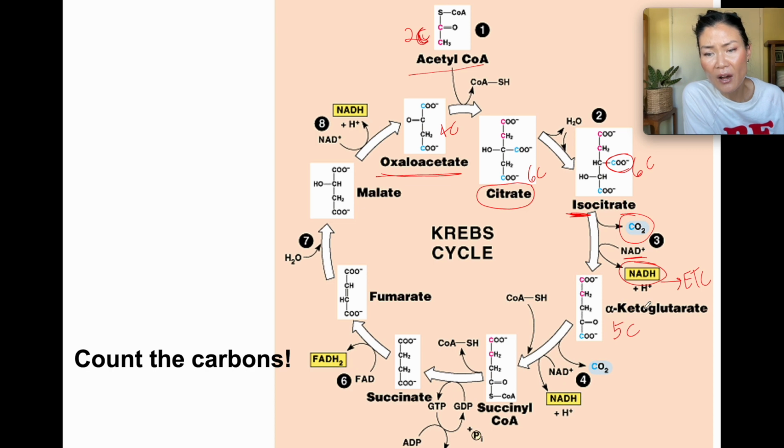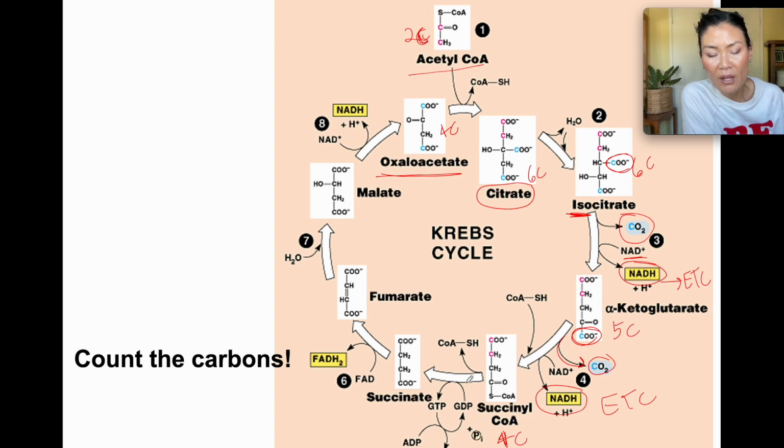And now you end up with a 5-carbon molecule called alpha-ketoglutarate. Alpha-ketoglutarate is also going to be oxidized, meaning it's going to lose electrons, and it's also going to lose a CO2. See that CO2? That CO2 that you're breathing out right now comes from these 2 steps in the Krebs cycle. And then NAD is going to take electrons to the electron transport chain. You end up with a 4-carbon compound called succinyl-CoA.